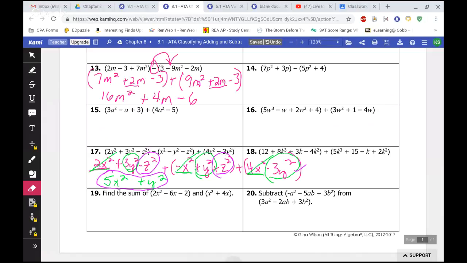Am I good to erase so that I can work on 18? I'll try to write smaller.